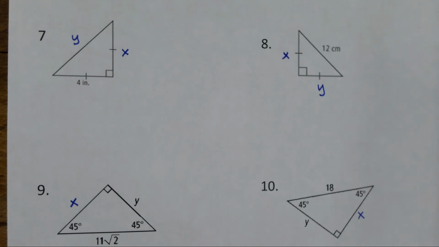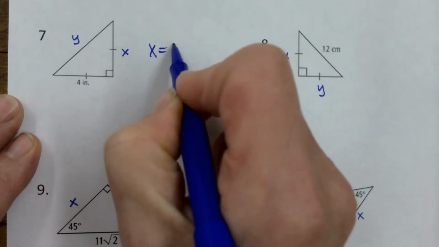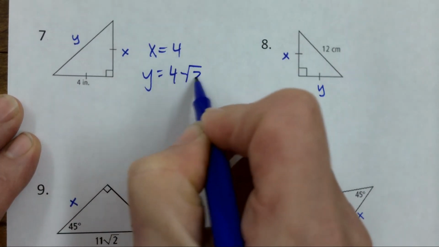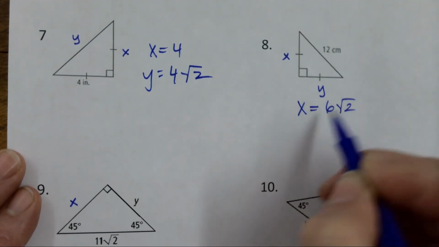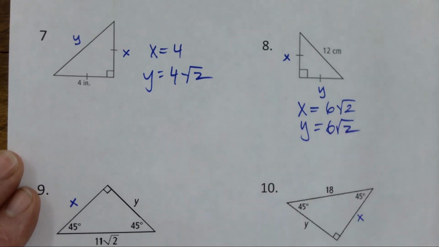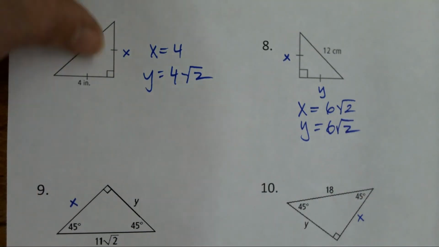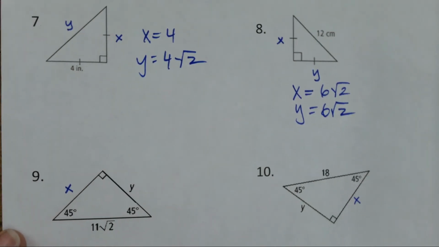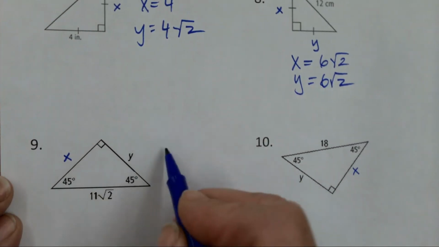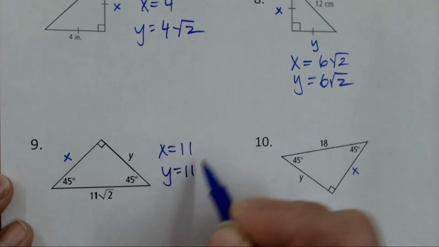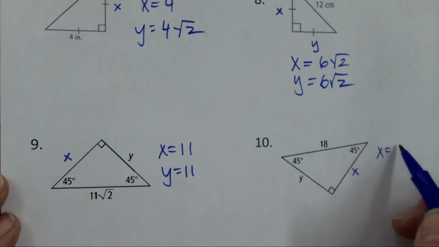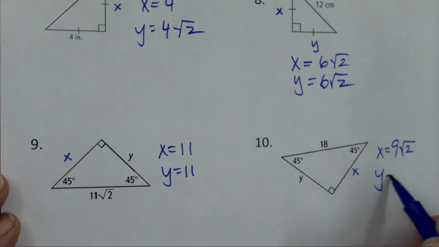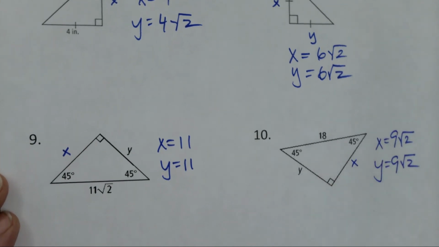Okay. Algebra. So for 7, you should have had x equals 4, y equals 4 times the square root of 2. For 8, you should have x equals 6 times the square root of 2, y equals 6 times the square root of 2. How are we doing so far? This is on your pink paper. Okay? That's for 7 and 8. For 9, x equals 11, y equals 11. Feeling it? We're doing good? Pretty good? Okay? For 10, x is 9 times the square root of 2, y is 9 times the square root of 2. Some of you even found a pattern with that, right?